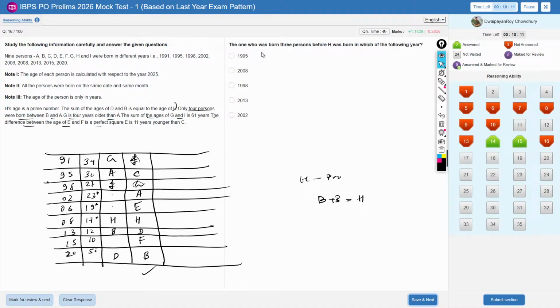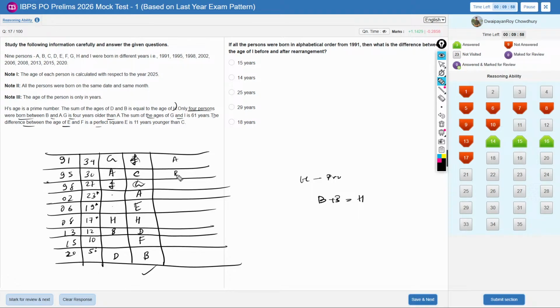The one who was born 3 years before age was born in which year? 3 years before age. 1, 2. So 98. If all the persons are in alphabetical order from 91, that is A, B, C, D, E, F, G, H, I. So only E would have matched.